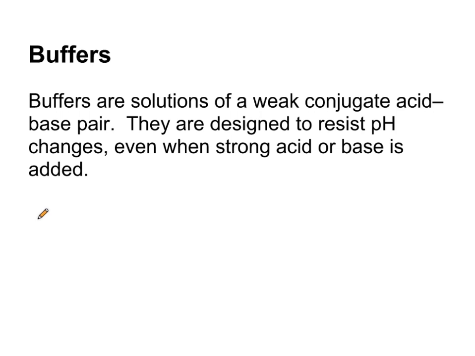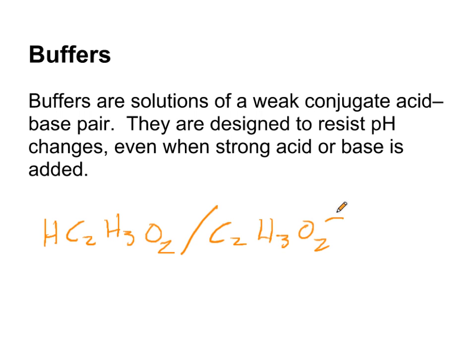substances that could create buffers, well, acetic acid is a weak acid, and if we made a solution of acetic acid and say sodium acetate, we've got a weak acid and its conjugate base here. That could create a buffer that resists changes in pH. Another example, hydrofluoric acid. It's a weak acid. If we make a solution of hydrofluoric acid and lithium fluoride, we have a weak acid and its conjugate base. That's going to make a buffer solution that resists changes to pH.